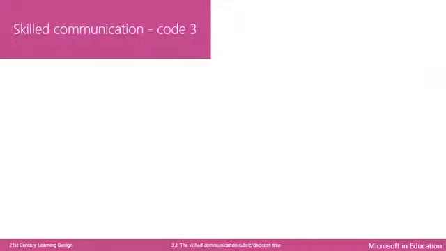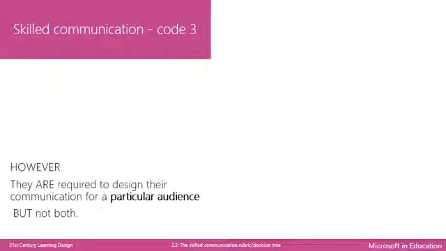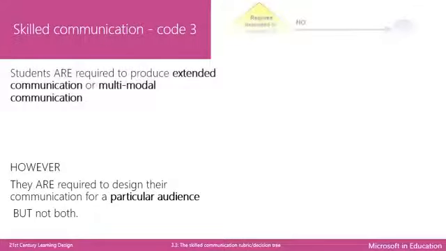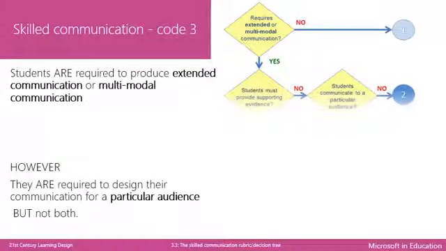Excellent. In this situation, the answer to the first question is again yes. So the students are required to produce extended communication or multimodal communication. When we move to the next question, which asks about supporting evidence, you can see the answer is no, meaning that students are not required to provide supporting evidence. However, they are required to design their communication for a particular audience. Remember, the students are required to either provide supporting evidence or communicate to a particular audience, but not both. So in this case, the learning activity is again coded at a 3.